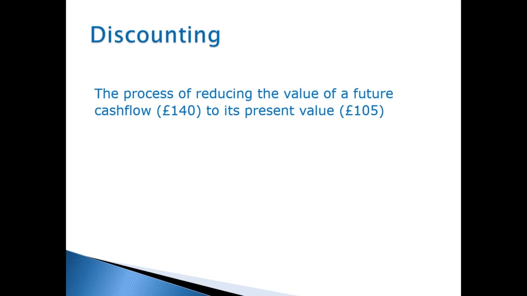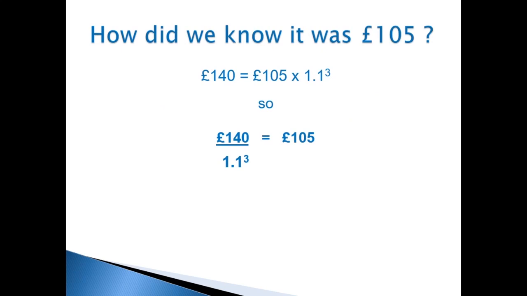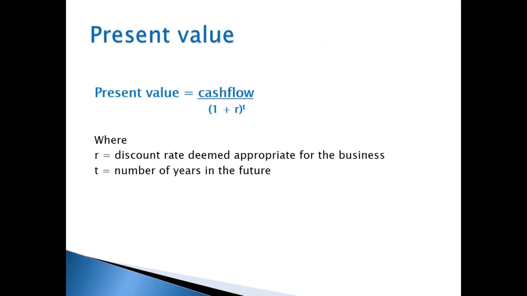It's not wholly complicated. So, how did I know it was £105? So we've seen that the 140 is 105 times 1.1 cubed. So I simply took the 140 and divided it by 1.1 cubed, and that told me that £105 was the amount that would have to go in the bank to build up to £140. So it's the present value. And if you like formulae, here's the formula to show how that's done.